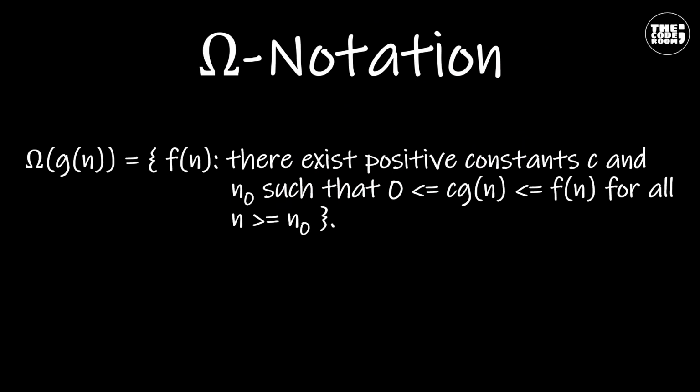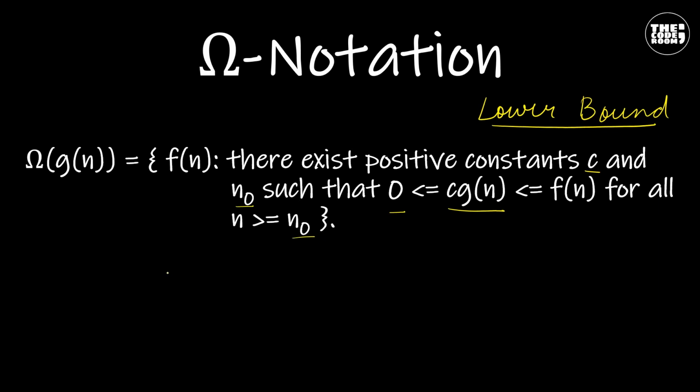Next is the big omega notation. The big omega notation gives us the lower bound of a function. The big omega of g of n states that for a function f of n, there exist positive constants c and n naught such that f of n is greater than or equal to c g of n, which is greater than or equal to 0 for all n greater than or equal to n naught.